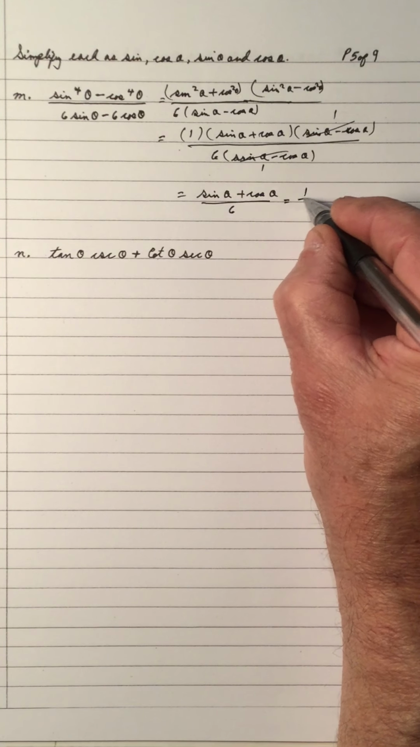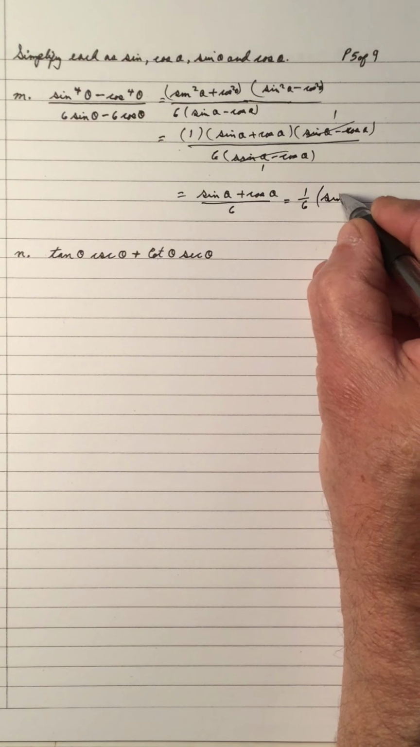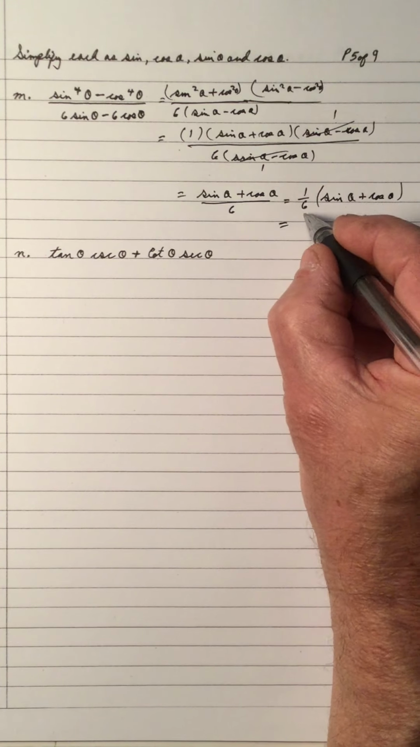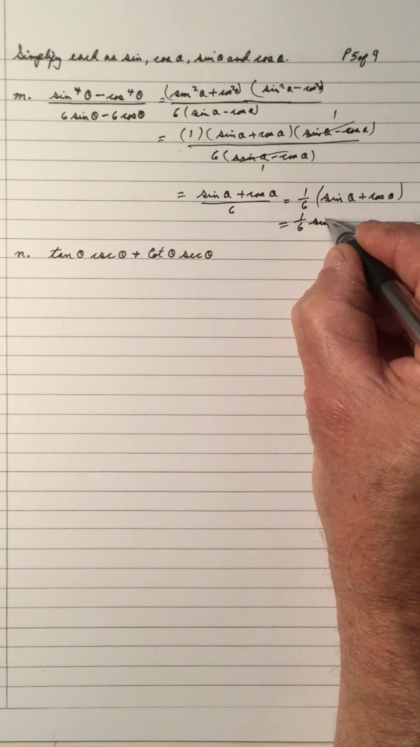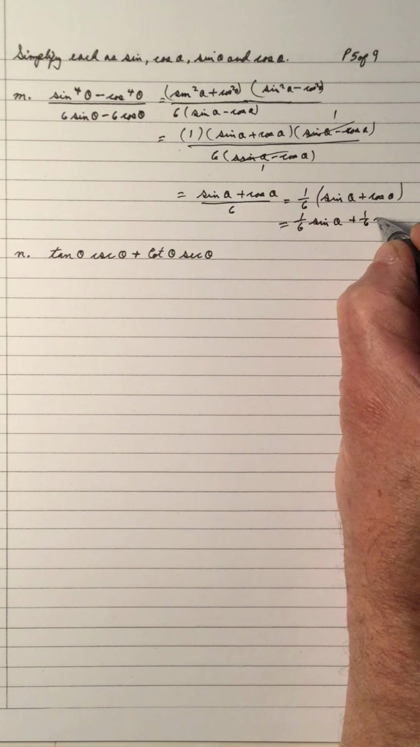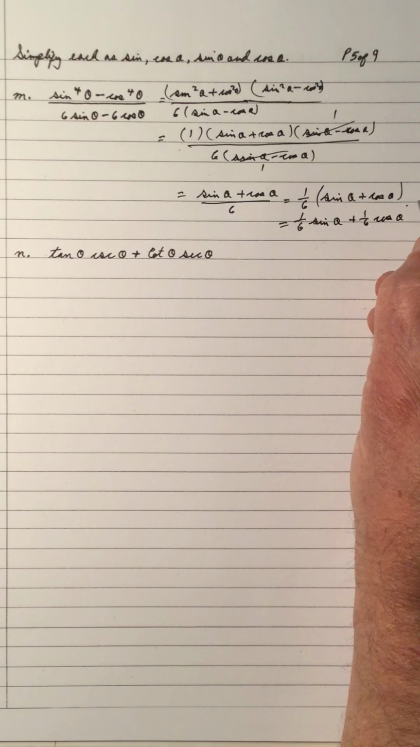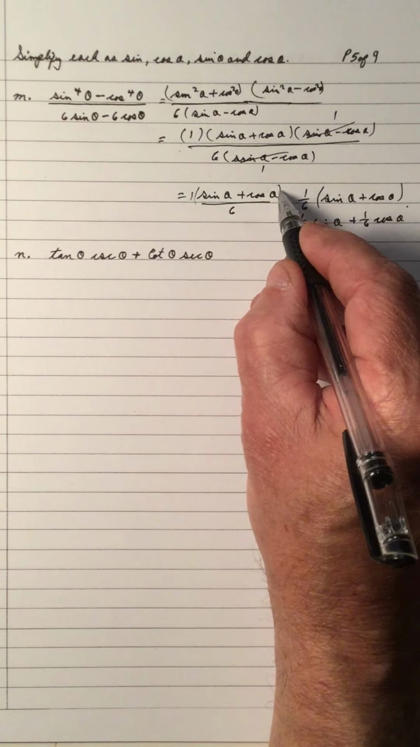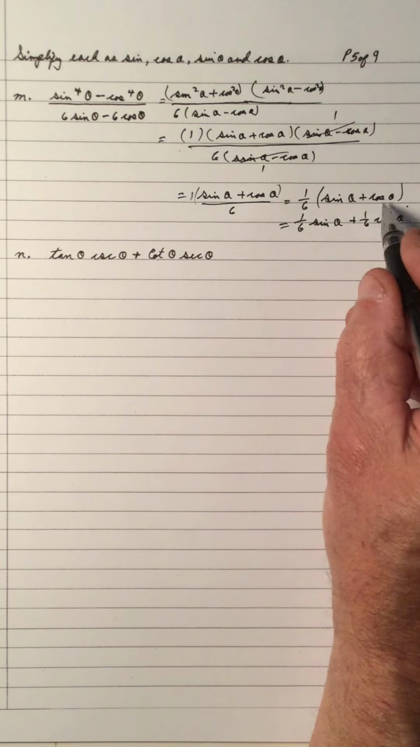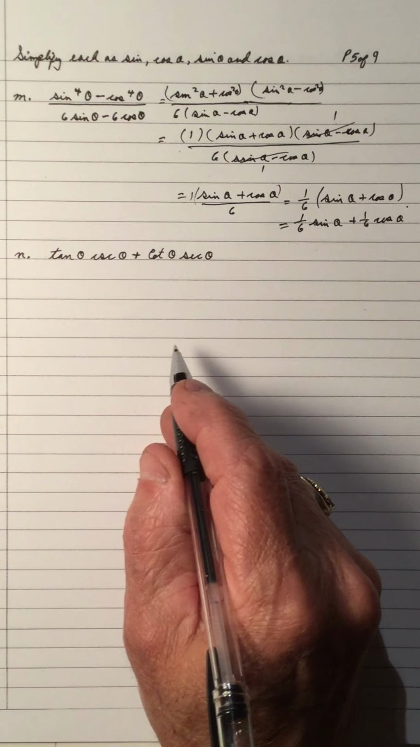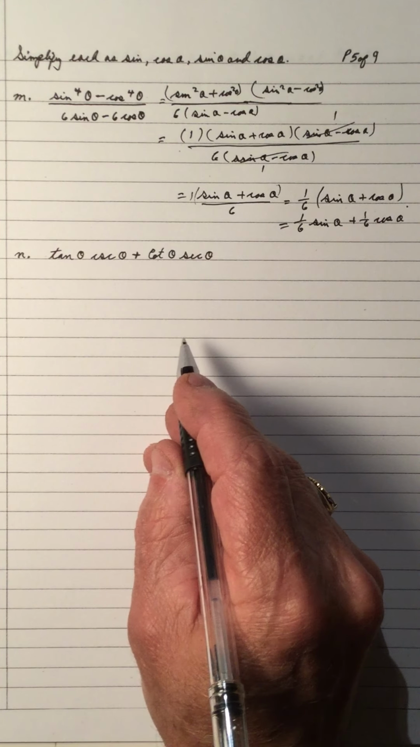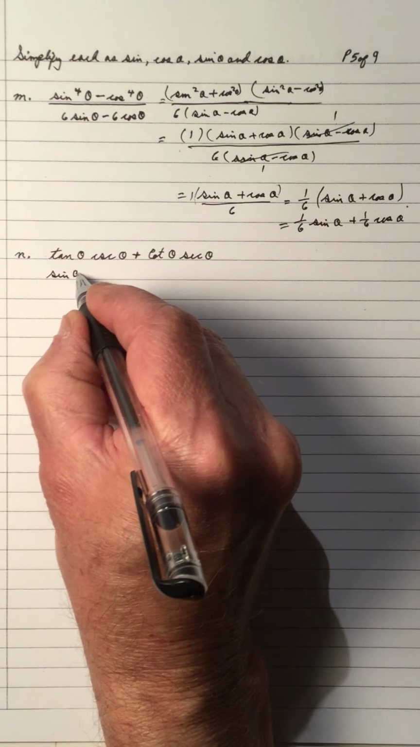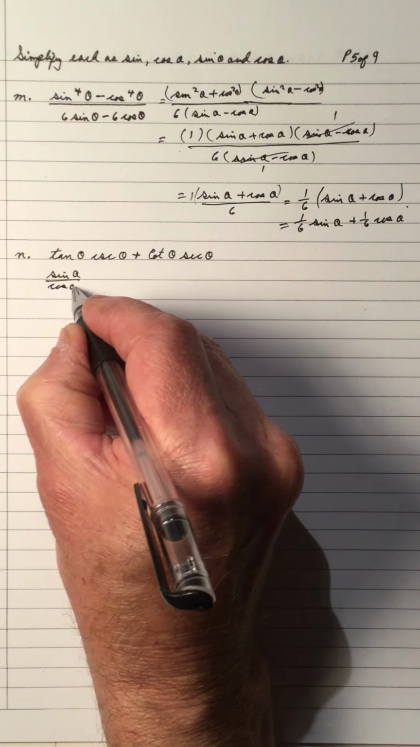Or we could have 1/6 sine theta plus cos theta, or we could also have 1/6 sine theta plus 1/6 cos theta. So you could have this, because that's a 1 times understood to be 1/6, or you could put the 1/6 through both terms. Okay, fully simplified.